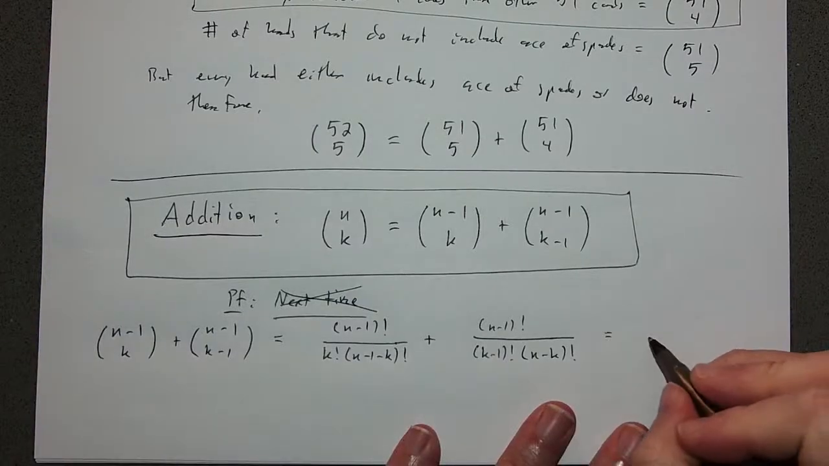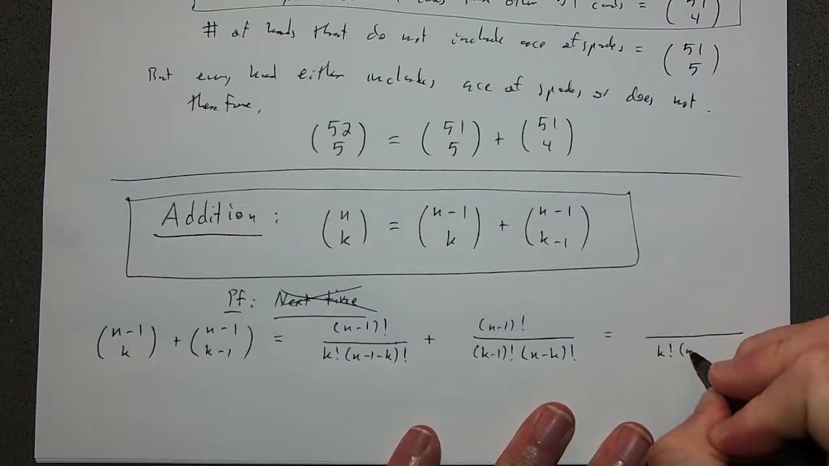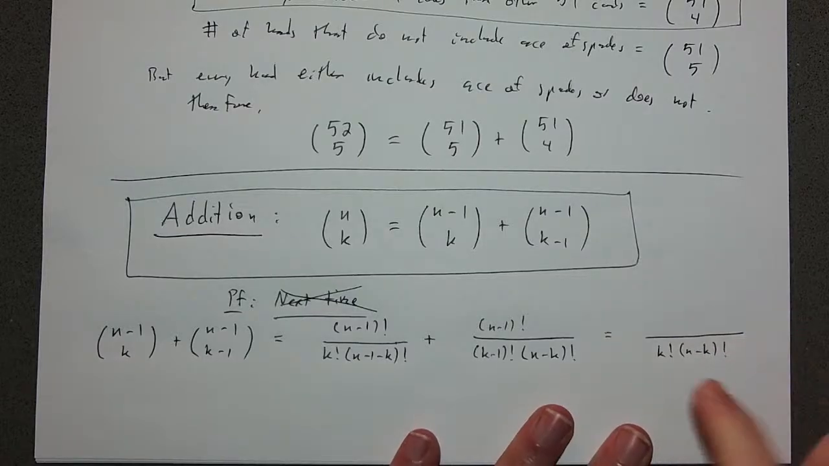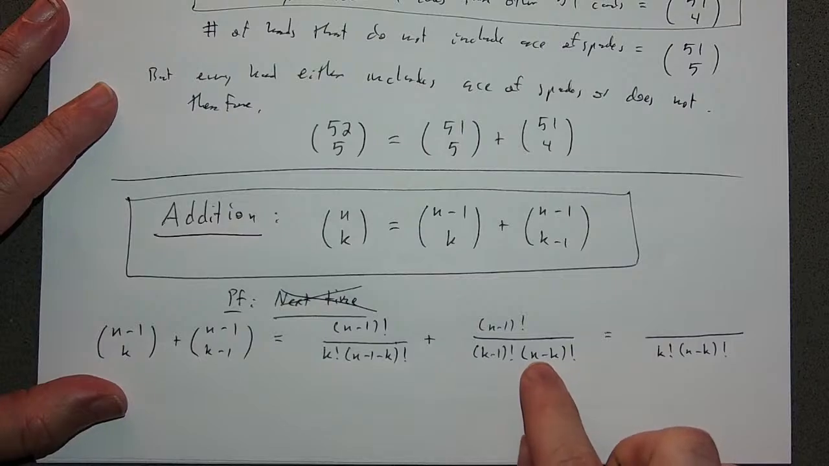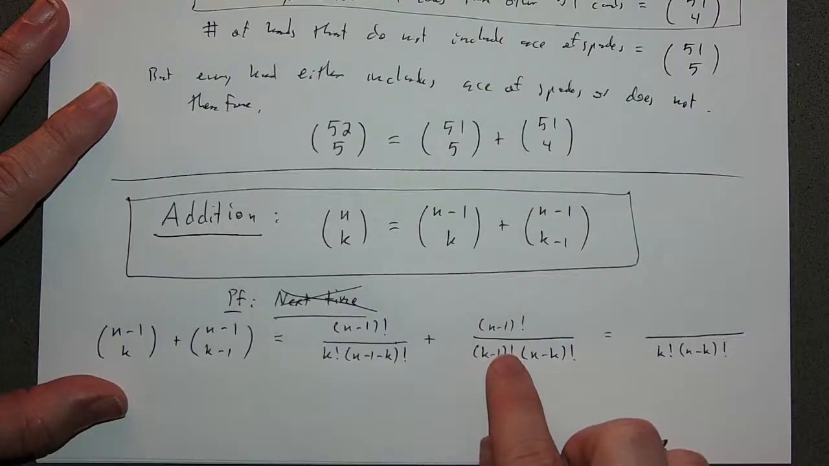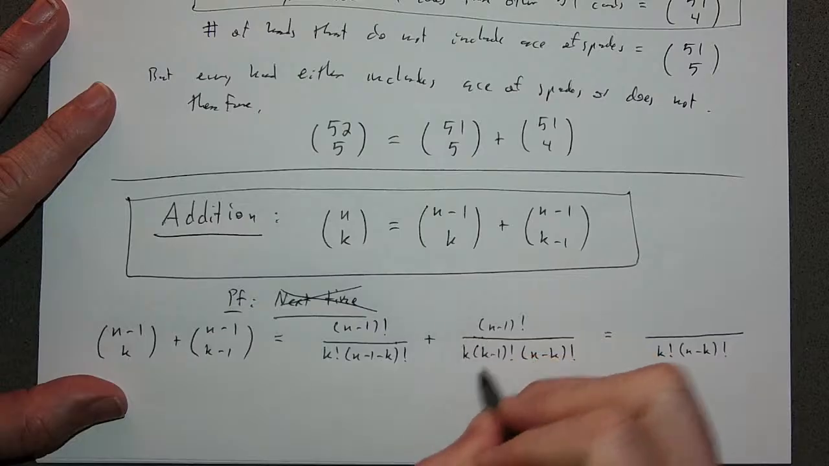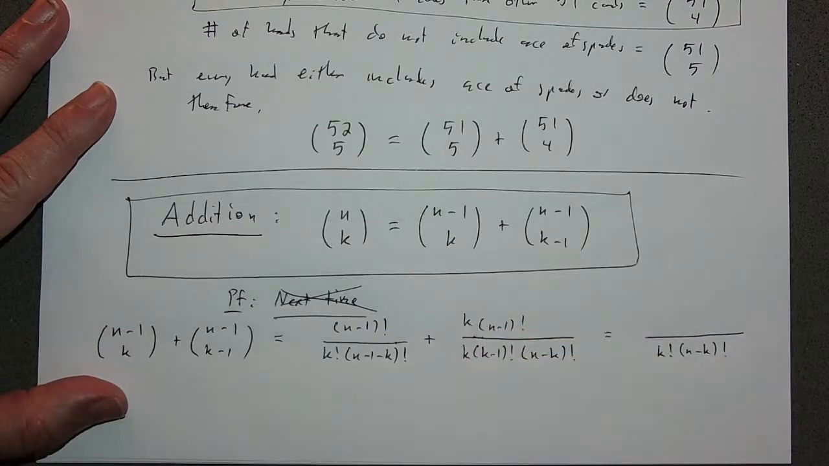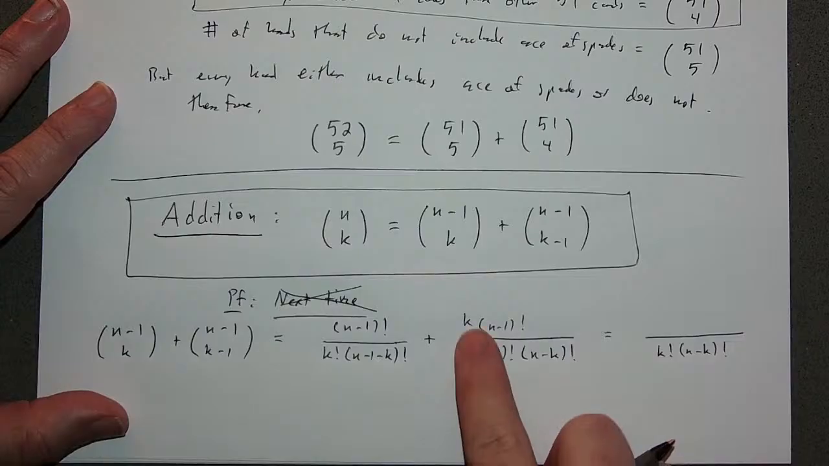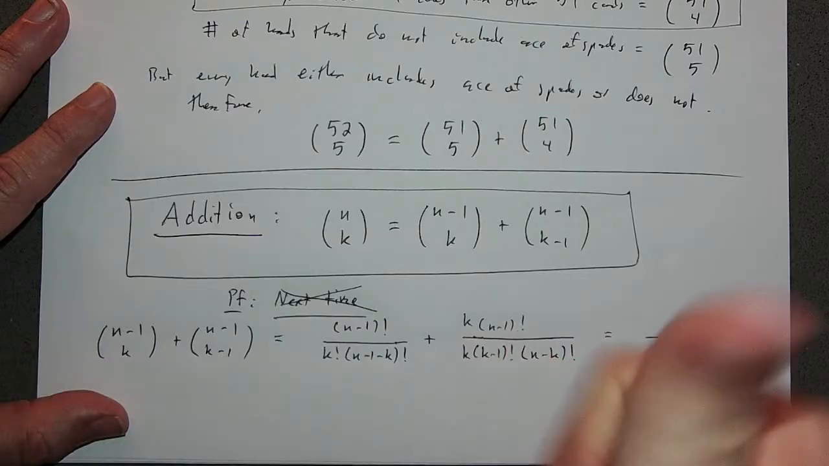So I'm going to get a common denominator of k factorial times n minus k factorial. But to do that, what do I need? Here I already have the n minus k factorial. I need a k factorial in the denominator here. I have k minus 1 factorial. Well, k minus 1 factorial times k is k factorial. And so I could multiply by a k in the numerator and denominator, which will give me a k factorial times n minus k factorial here. Okay, good.